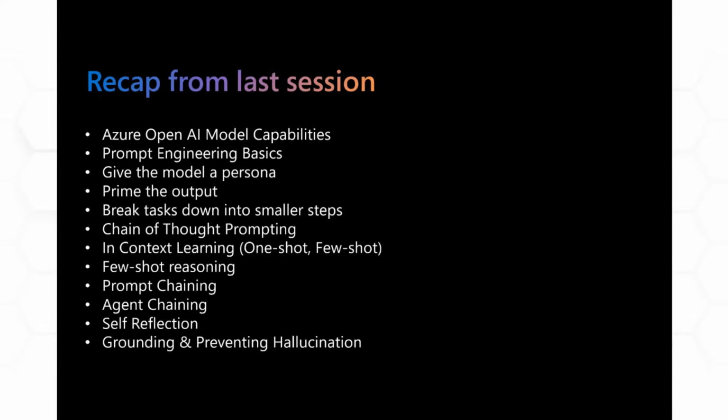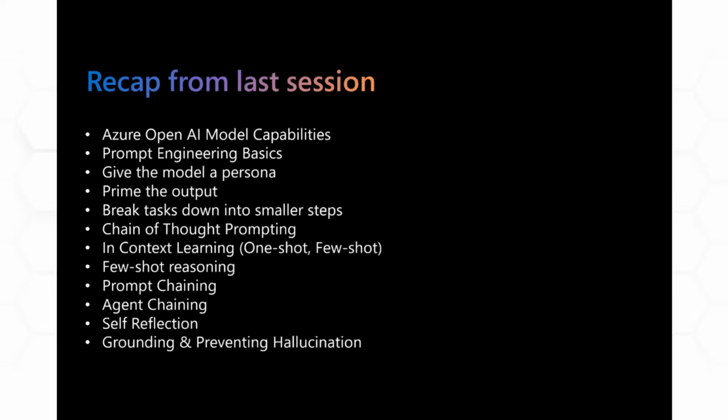So a recap from last session. Last time we talked about Azure OpenAI capabilities. We looked at different models, their capabilities from Azure OpenAI, what are their strengths and what are their functionalities. We talked about prompt engineering basics. So what are the different things you need to know before getting to the prompt engineering world? We talked about giving the model a persona and the importance of giving a persona to a model so that it can focus on a specific expertise and be an expert in that field. And we gave some examples on that.